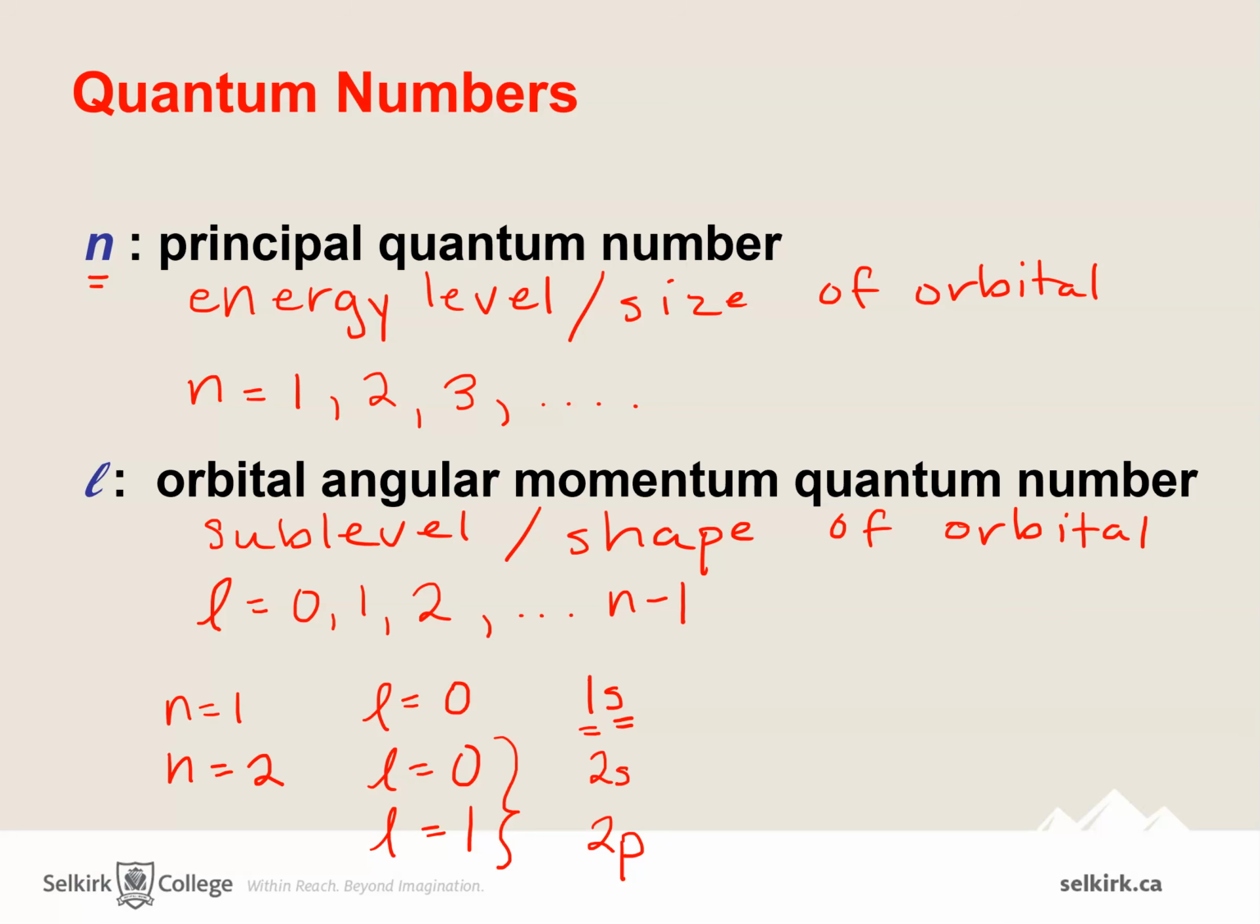So n equals 2 tells me the energy level. L equals 0 means s. L equals 1 means p.